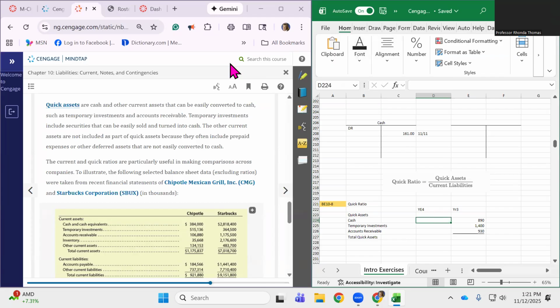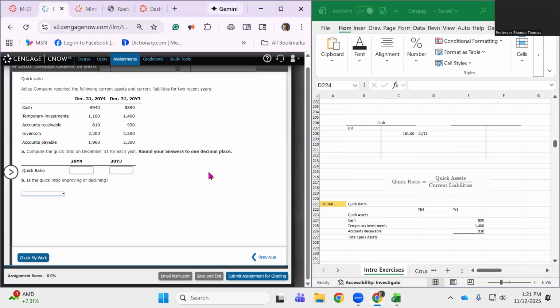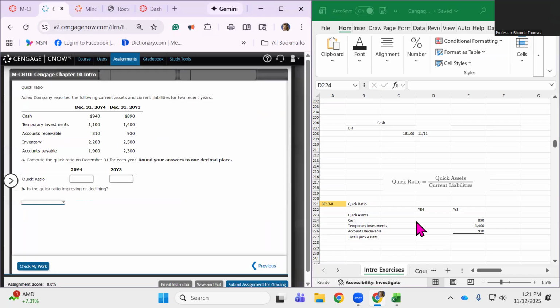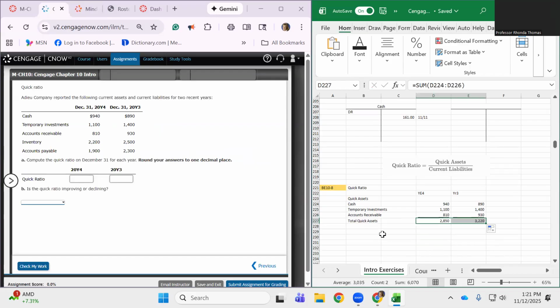All right, so back to the problem. So cash for year 4 is $940. Temporary investments, $1,100. $810 is accounts receivable. Now we're just going to add them up to see what our quick assets are. I believe these are probably in thousands, but I don't know for sure. Doesn't matter, we just want that formula. So there are quick assets for each of the years.